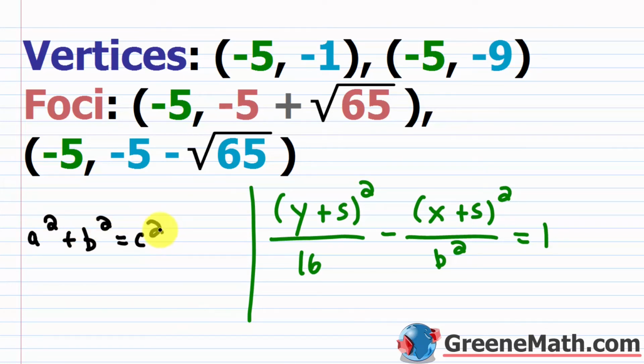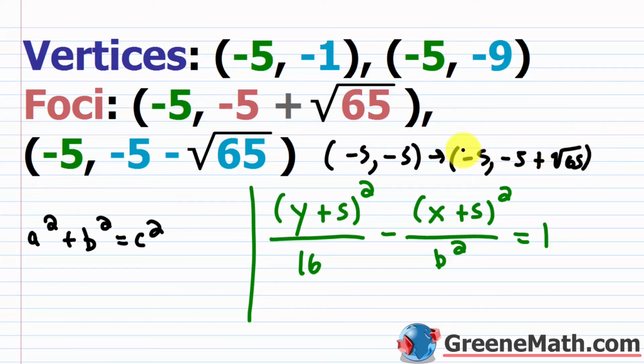And in this particular case, you've got your foci that occur at (-5, -5 + √65) and (-5, -5 - √65). Okay, you only need one of these. But basically, c is the distance from the center, which again occurs at (-5, -5), to one of these. Let's just say (-5, -5 + √65).